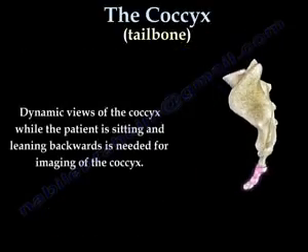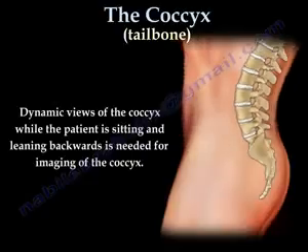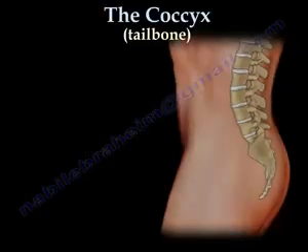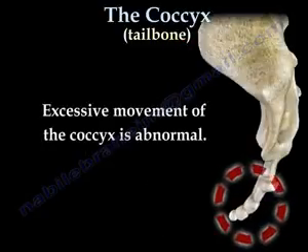Dynamic views of the coccyx with the patient sitting and leaning backwards is the best to image the coccyx. We will compare these X-rays to non-weight-bearing films with the patient standing or lying to the side. Excessive movement of the coccyx is abnormal.